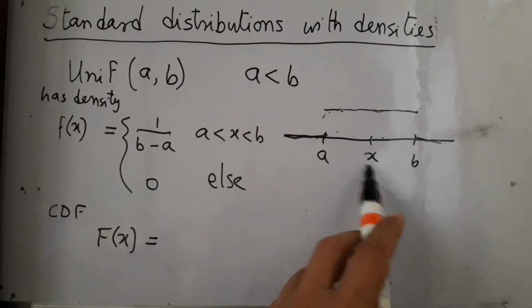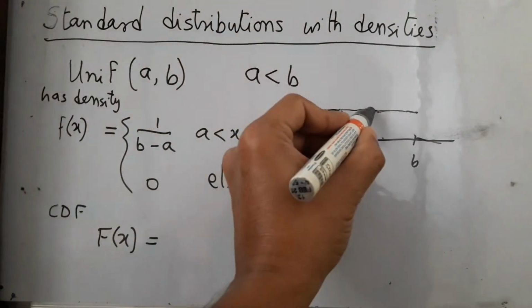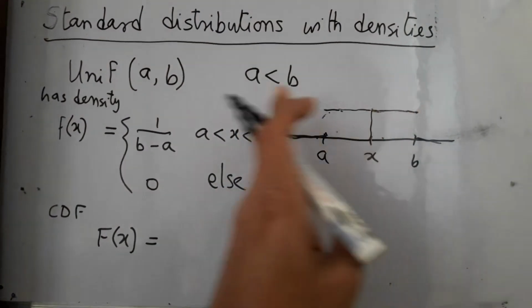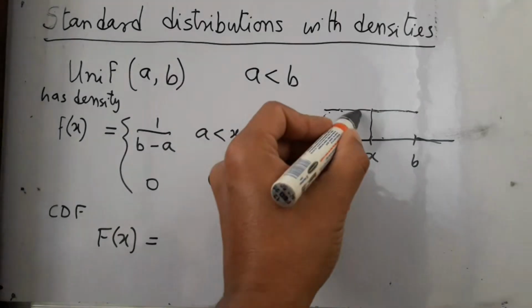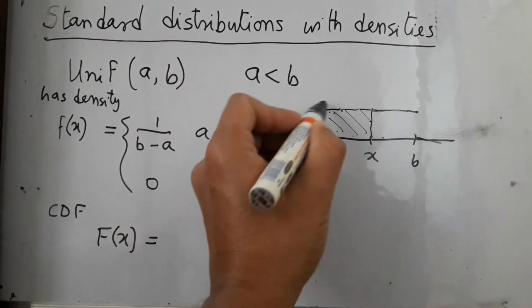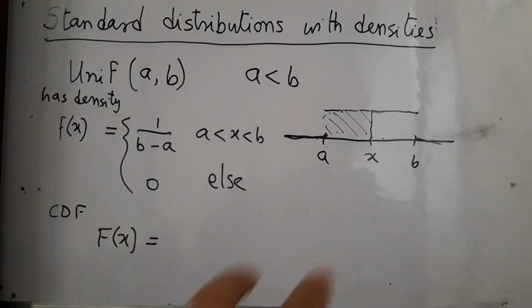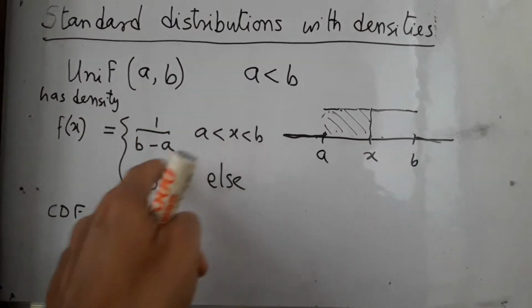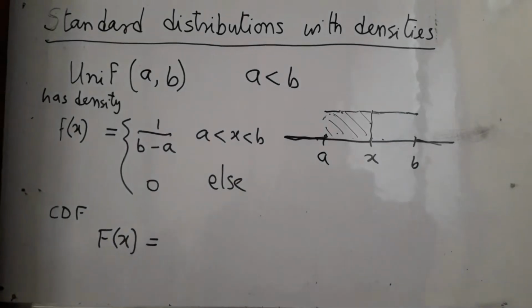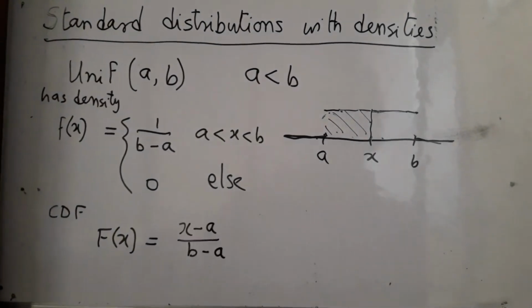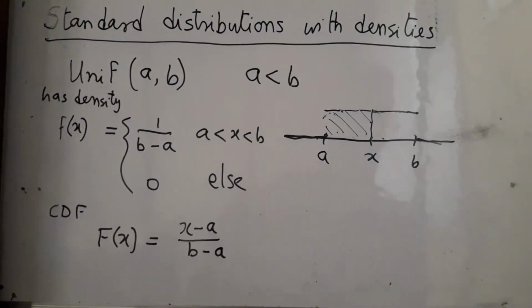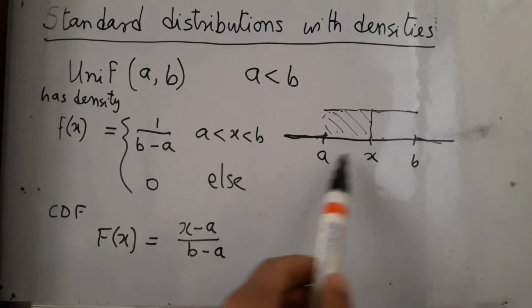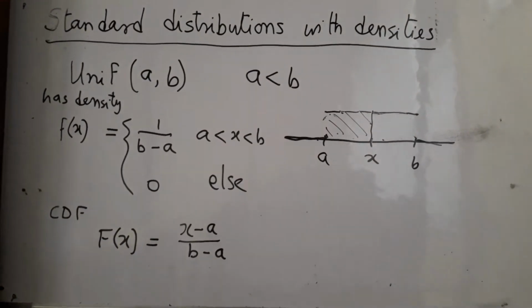I take some x between a and b. The CDF is the area to the left of x, which is this. Again a rectangle. It has got base x minus a and height given by this. So the CDF is x minus a by b minus a, and this is when x lies in the interval.